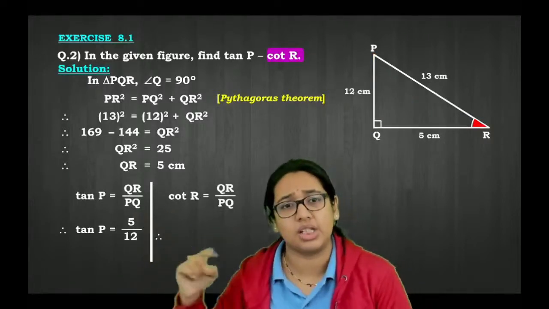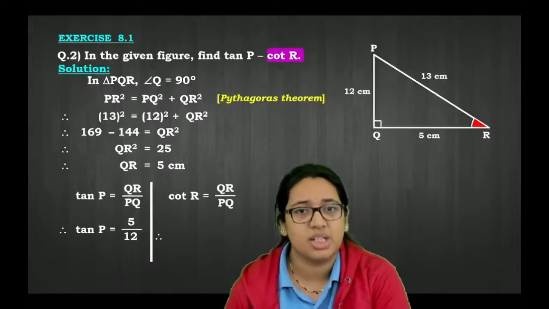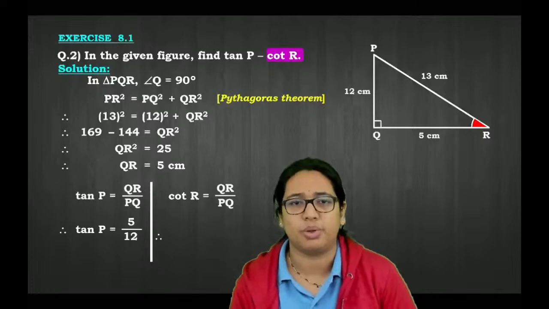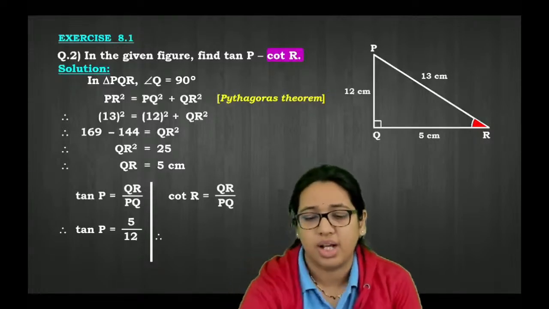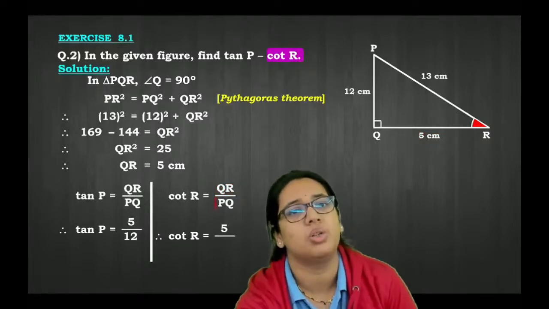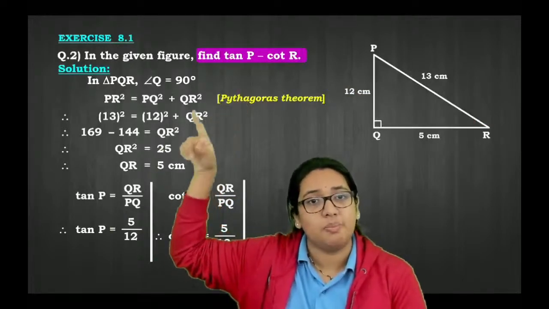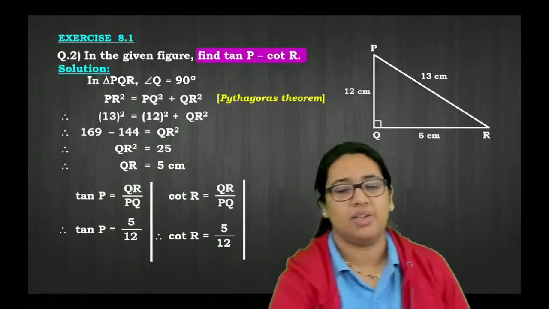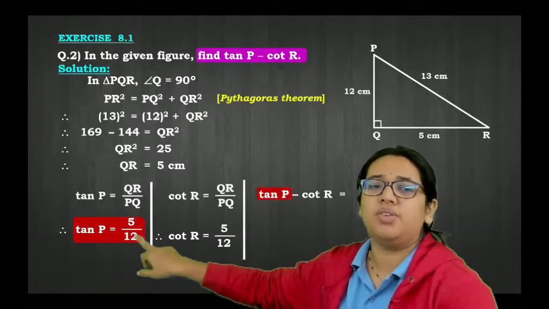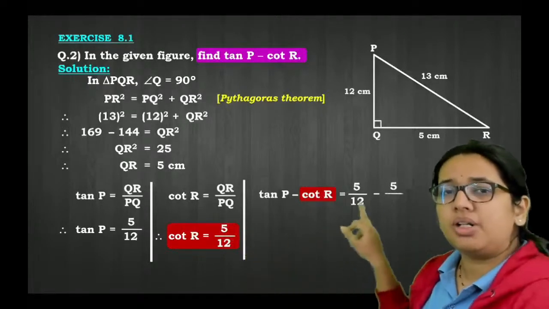एक बार ये सारे ratios आप समझ सकते हो, मतलब opposite upon hypotenuse क्या है, adjacent upon hypotenuse क्या है, adjacent upon opposite क्या है, तो फिर ये आप easily कर सकते. See now we are talking about cot R. जो QR आपको value मिलेगा, QR is nothing but 5 and PQ is nothing but 12. But आपको find out करना था tan P minus cot R. Hence I will write here tan P minus cot R will be tan P is nothing but 5 upon 12 minus cot R is nothing but 5 upon 12.